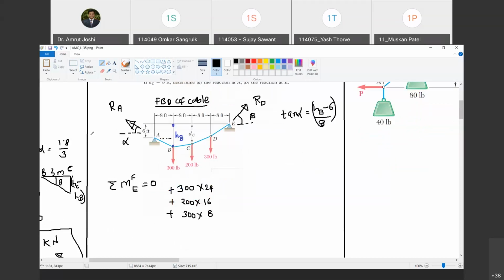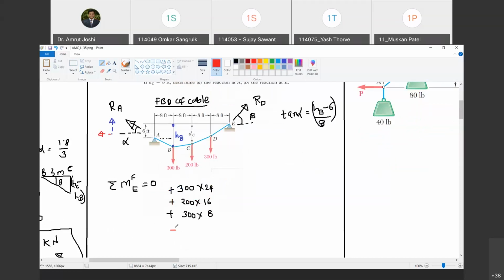Yes, sir. And now this RA, I am going to divide it into two components. One component is going to be horizontal. It looks something like this. Another component is going to be vertical. So what is the horizontal component of RA? RA cos alpha. Do you agree with me?